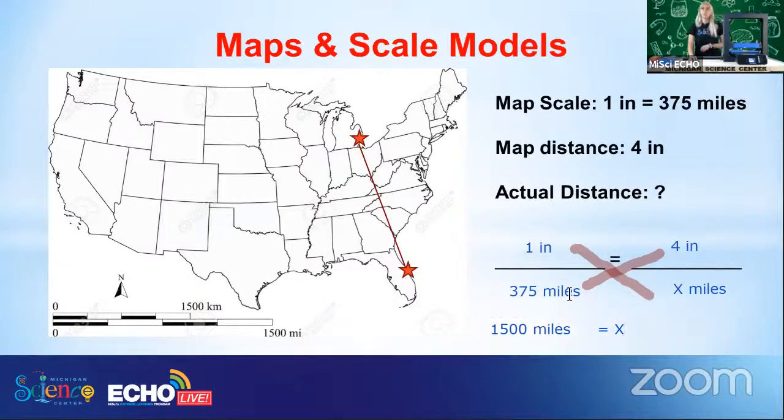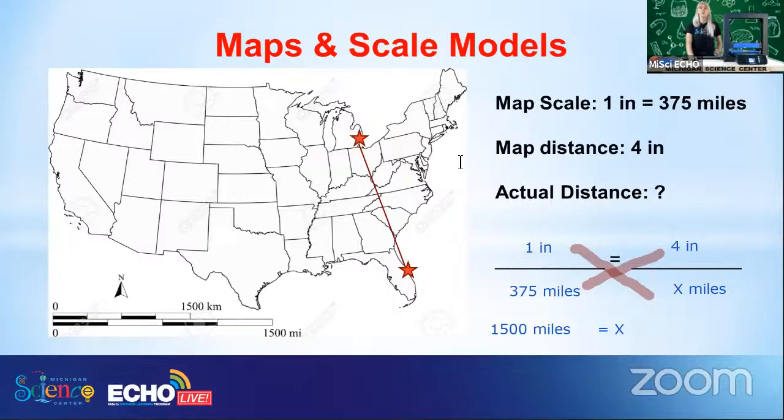So just by multiplying across, we've solved for our unknown value. The approximate distance between Detroit, Michigan and Kennedy Space Center down in Florida is about 1,500 miles. But this is a good way to practice. So if you have a map around your home, go ahead and practice using this skill.